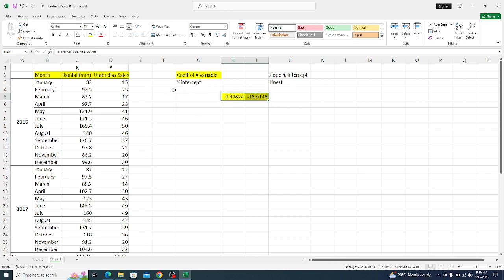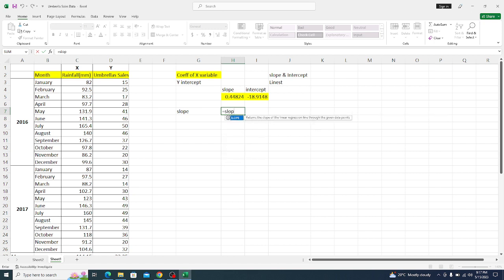Then we can now find the individual ones. Remember, this is the slope, and this is the intercept. But now we can calculate the coefficient and the intercept using individual formulas. Let's start with the slope. For the slope, we are going to use the SLOPE function, and for the slope we'll also need the known y's and the known x's.